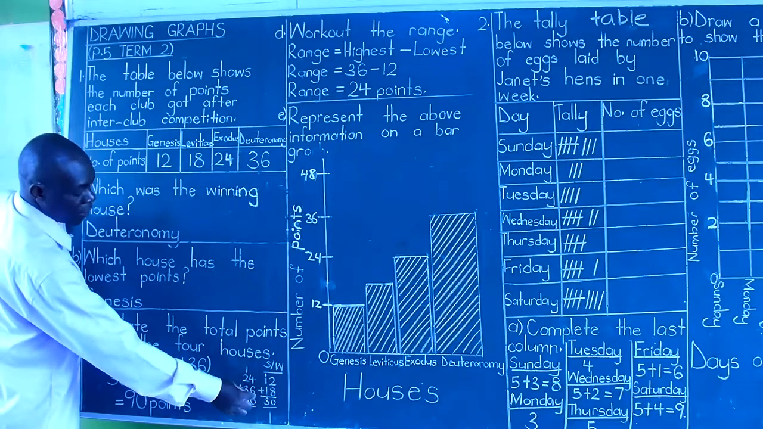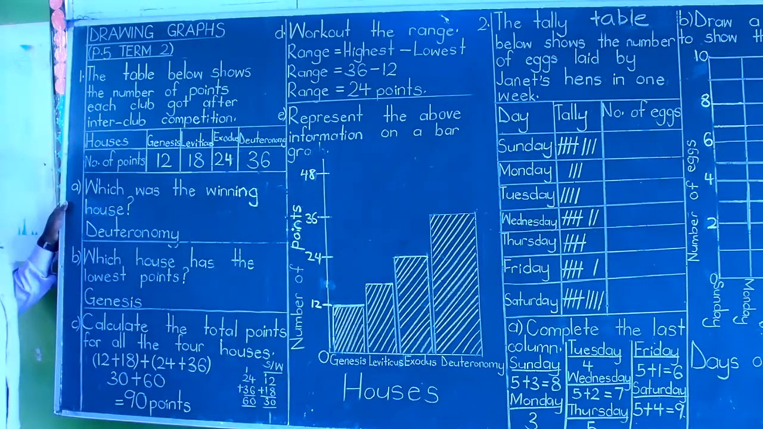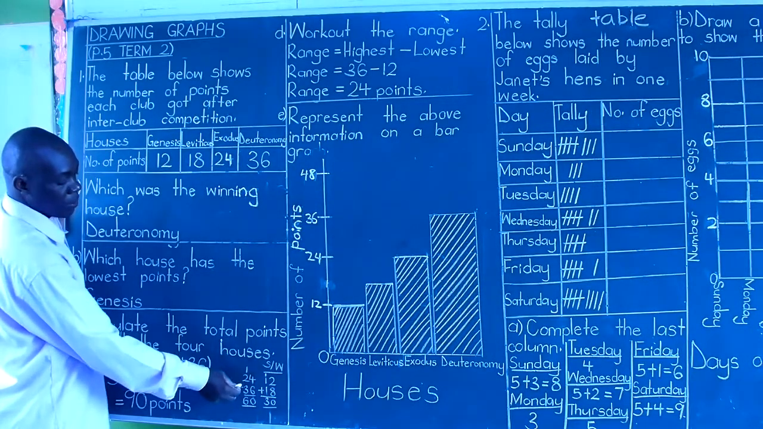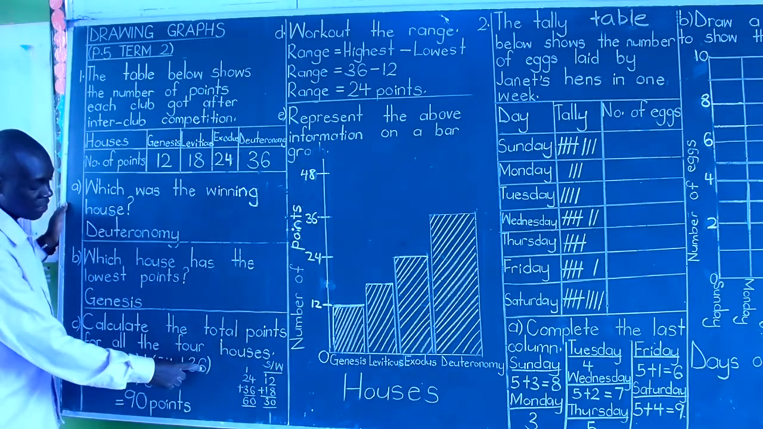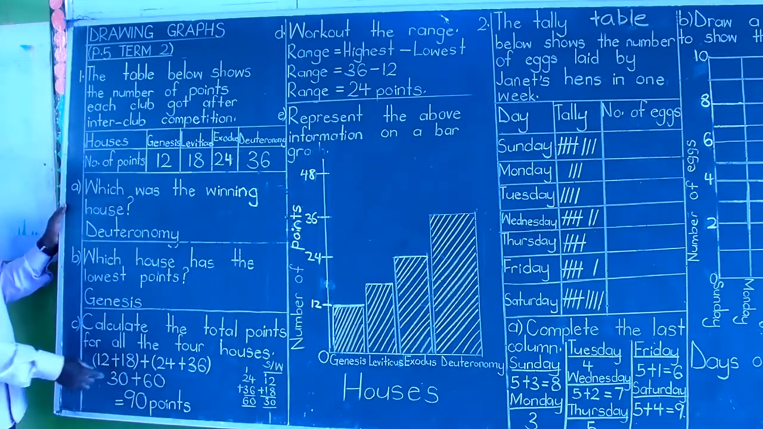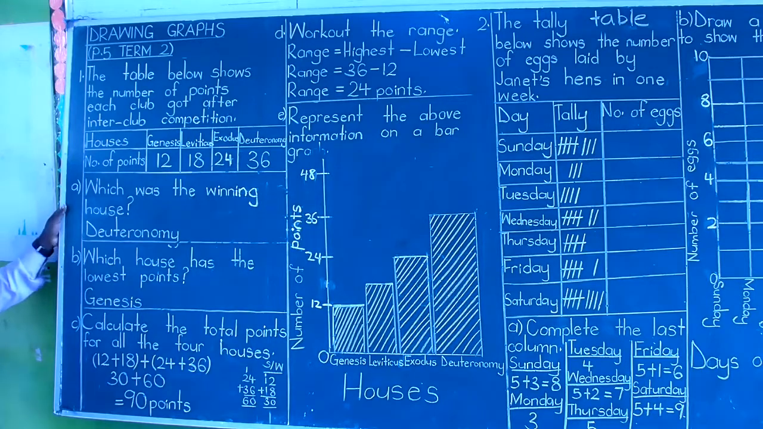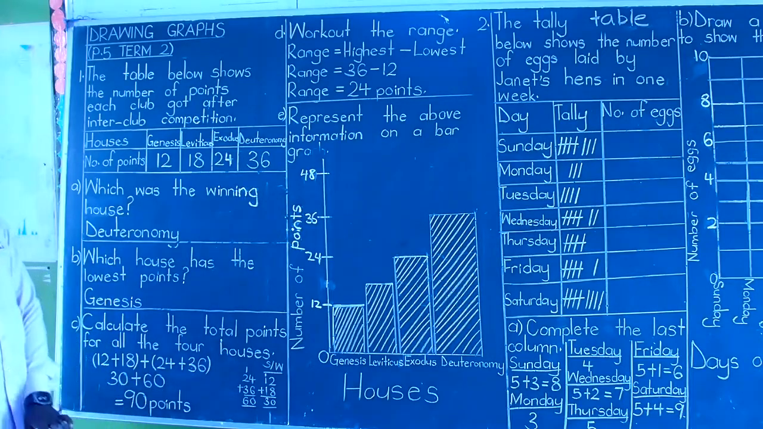Then add 24 and 36 also. 4 plus 6, you get 10. Write 0, group 1 to the 10's place value. That is 1 plus 2 is 3 plus 3, you get 6. So you get 60 from the addition of these 2. Now add 30 and 60. So 30 plus 60, you get 90. So the total number of points they acquired together was 90 points. So that is the answer.